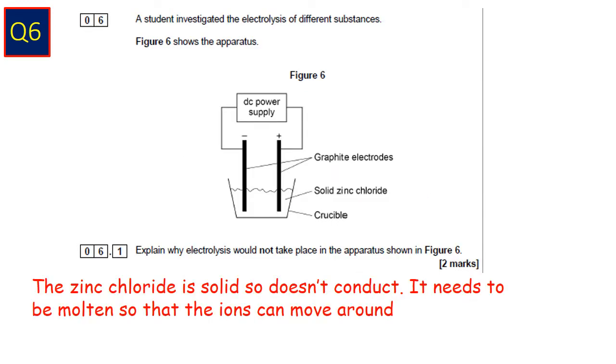So, the students are investigating electrolysis of different substances. Why does this setup not work? So they've labelled the zinc chloride as being solid. Ionic substances, when solid, cannot conduct electricity. It has to be molten so the ions are free to move around and carry the charge.